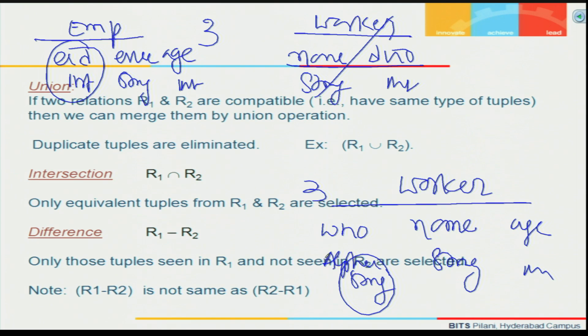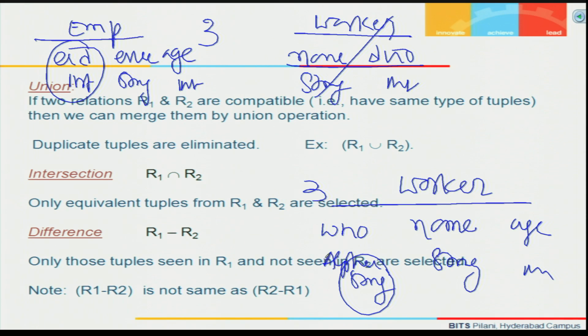For 2 relations R1 and R2 to be called union compatible, the number of columns should match. At the same time, the domain of each column should also match in the same order. They should be in the same order, but the names of the columns can be different. Then I can say that they are union compatible. To apply the union operation, intersection operation, and difference operation, they need to be union compatible. Otherwise, I cannot apply these set theoretic operations on those relations.